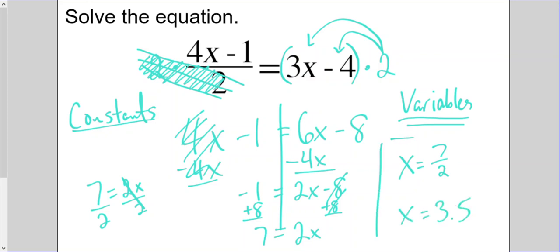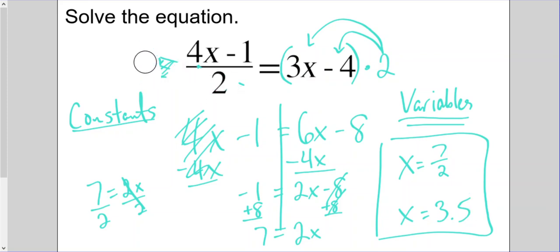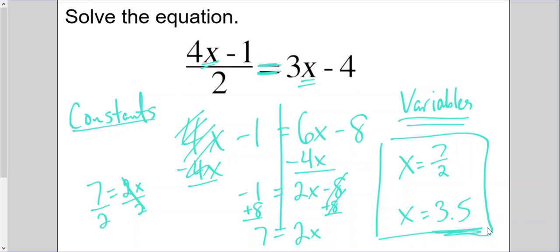Could write it as a decimal or as a fraction. Either way, those are the numbers. That is the number that you can plug into this original equation to make it true. If you take 3.5 and you plug it in here and you plug it in there, you're going to get the same number on both sides. That's really what this equation is saying, that this expression will equal that expression with the true x value.